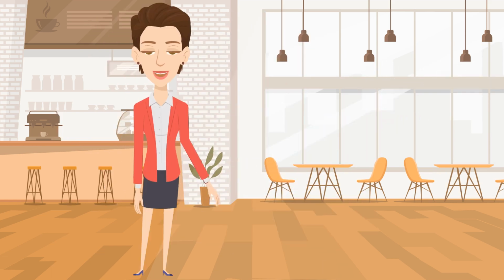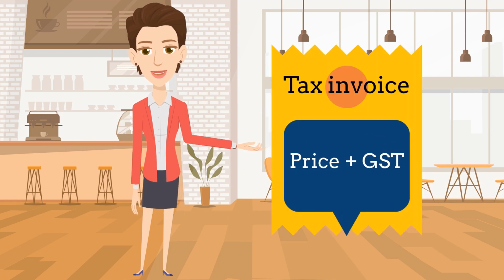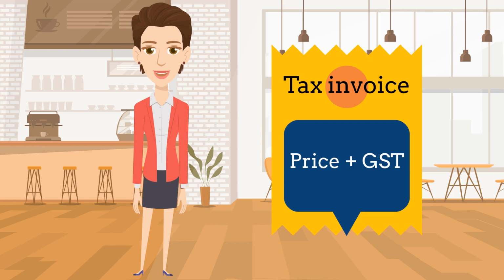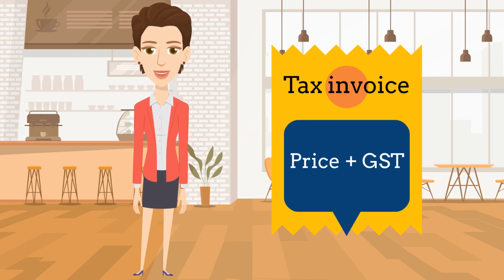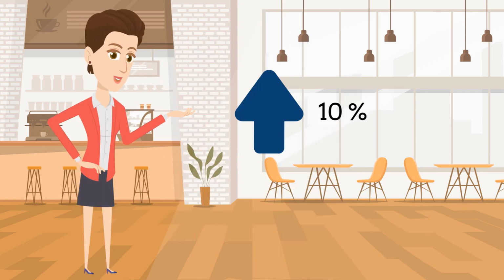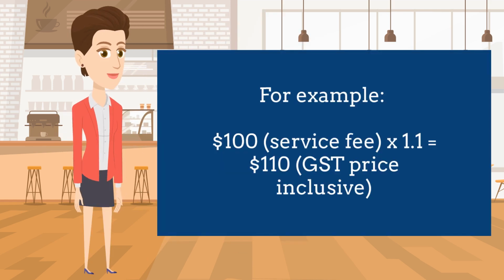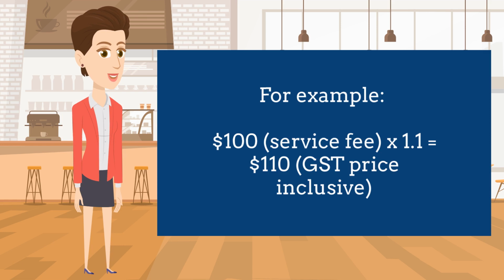If you're a GST registered business, you must add GST to your prices. You also need to issue GST invoices to customers so they know the amount of GST being added to the bill and the total cost. You need to put your prices up by 10%. For example, if your service fee is $100, you need to multiply by 1.1 and you will get a $110 GST inclusive price.